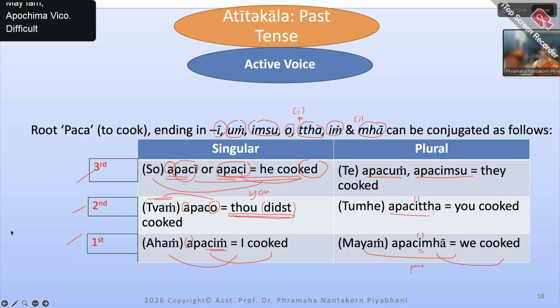Okay, difficult. Try to practice this again and again and again. Among the three tenses, right? Three kala. Vartamana kala, present tense. Atita kala, past tense. Anagata kala, future tense. The present tense is easily more than the second and the third tense, easily more than past tense and future tense.